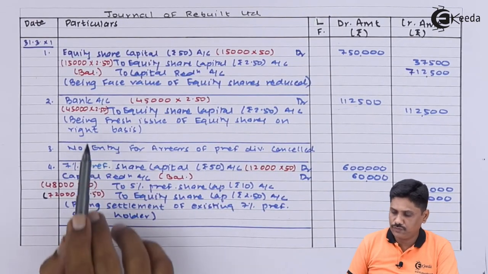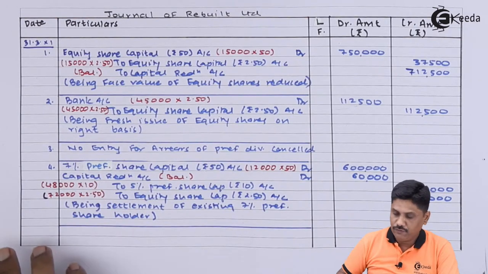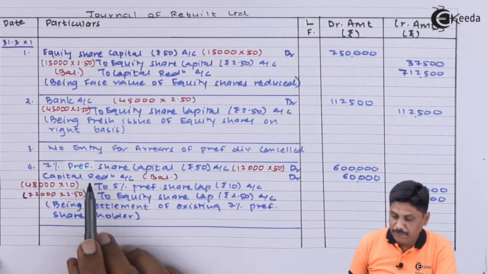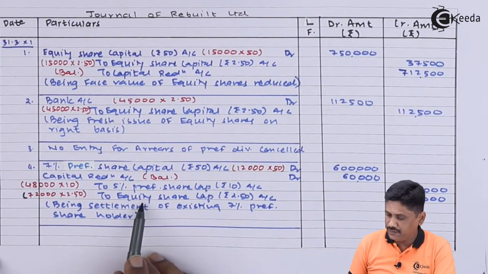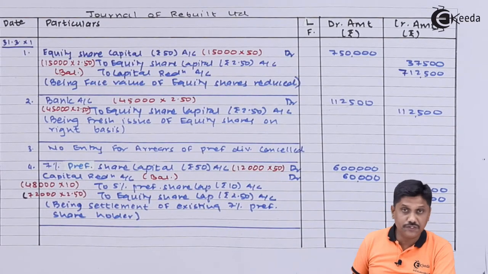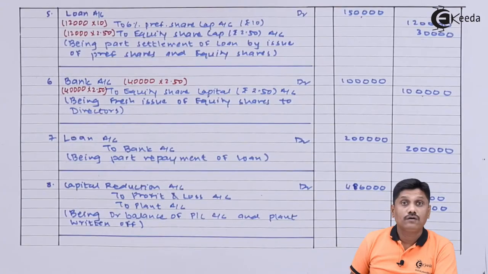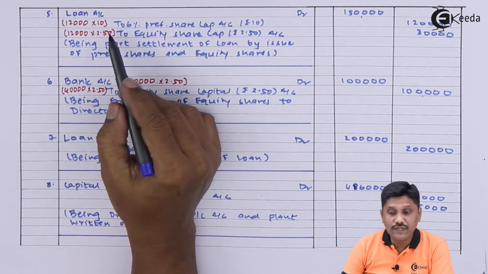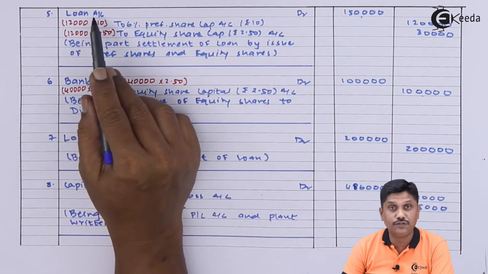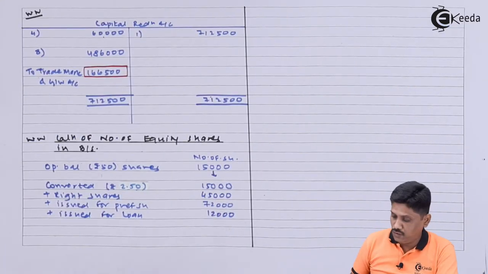Entry number 2, fresh equity shares are issued. So it will be added. Right shares are added, 45,000. These are issued for cash. In settlement of preference shares, entry number 4, equity share capital. In settlement of preference shares, we again issued equity shares and number of equity shares were 72,000, so it also will be added. Next, students, in 5th entry, again we created equity capital 12,000 and these shares are issued in settlement of loan. So 12,000 shares are issued for loan.